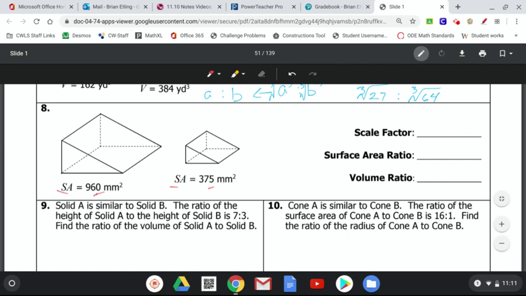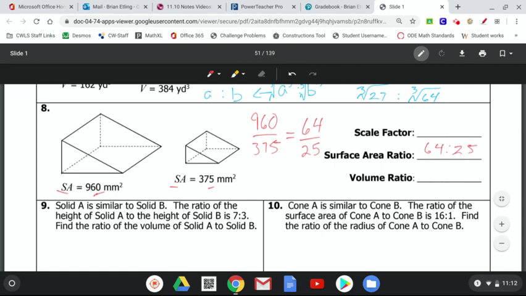So for this one, this is surface area. So it's going to be 960 over 375. And we have to put this in simplest form. So if you reduce it down to simplest form, it's going to be 64 over 25. So 64 over 25. You can just punch that in your calculator, use a Desmos calculator, that's fine. Just reduce that down to simplest form. That's for surface area. So 64 to 25.